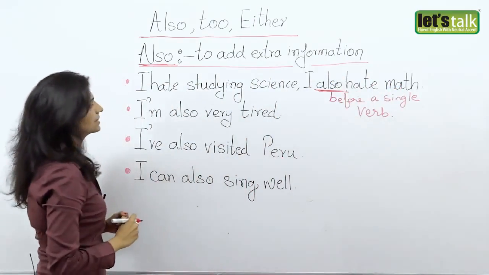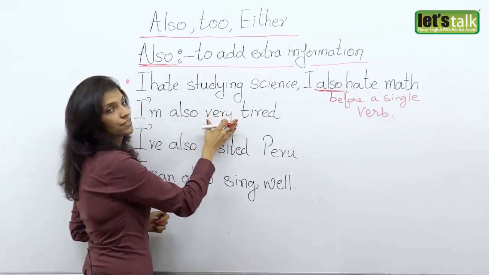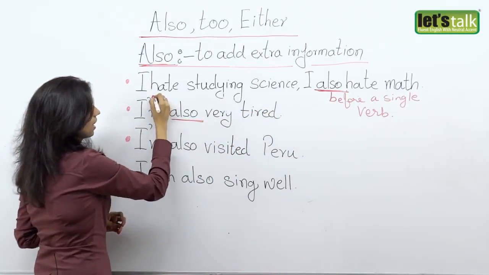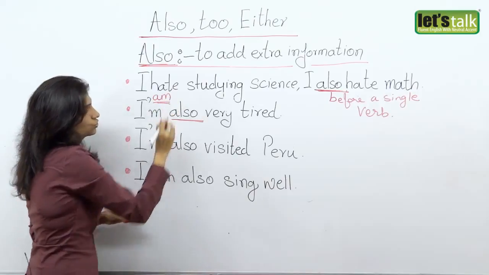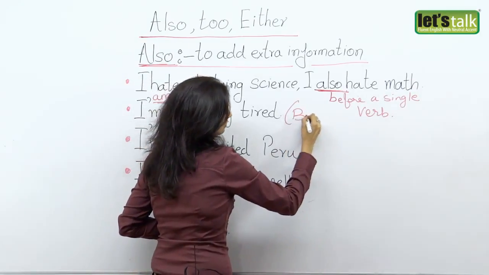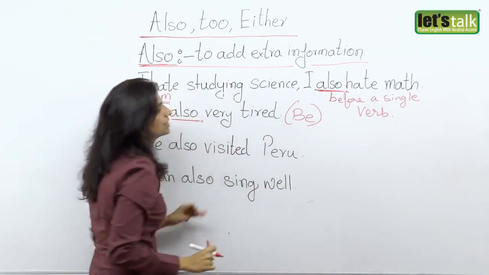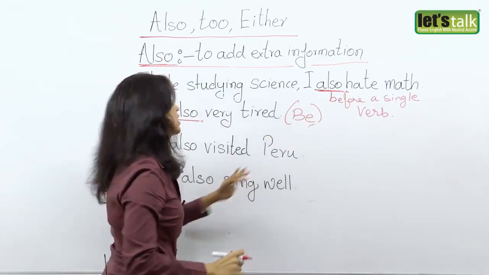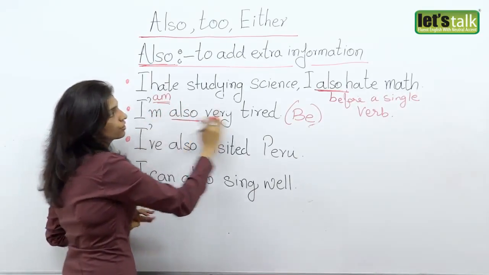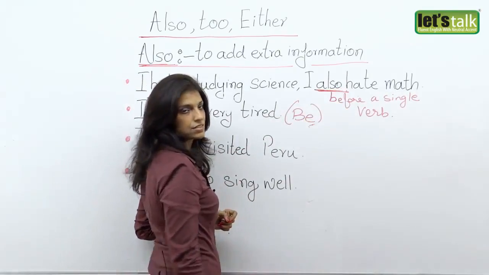Alright, in my next example, I am also very tired. Now, if you see, it comes after I am. So, you use also after the verb be. Okay, that means is, am, are, was, were. It always follows the verb be and not before, unlike this sentence.